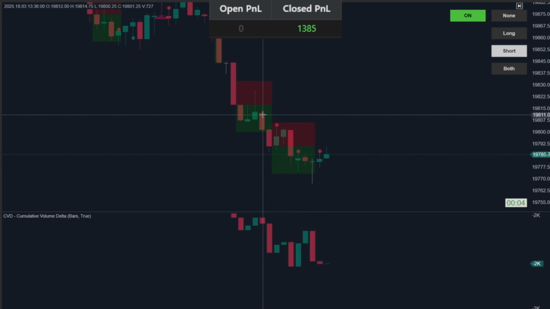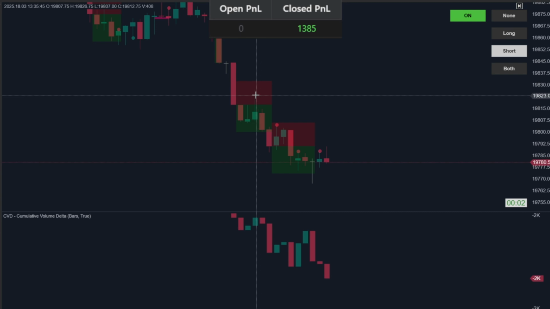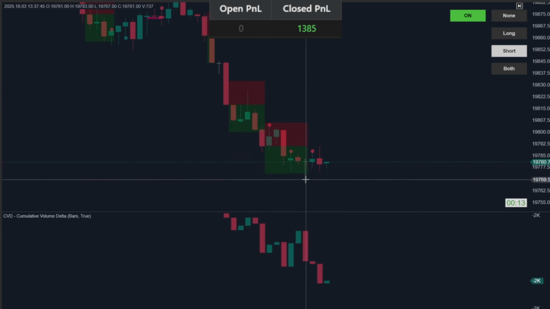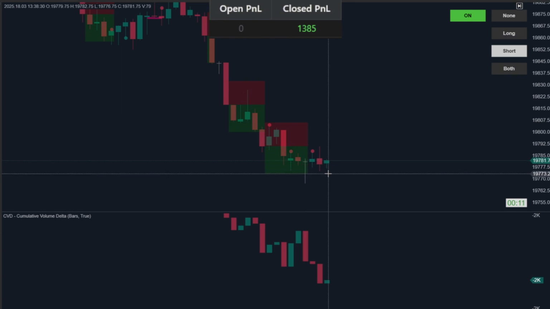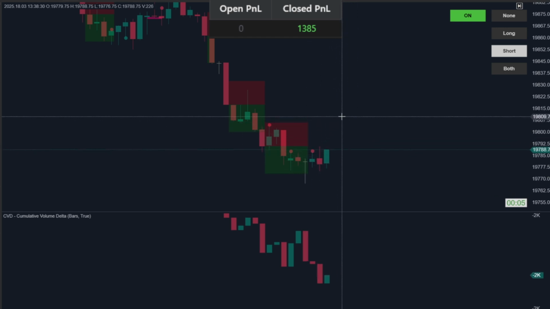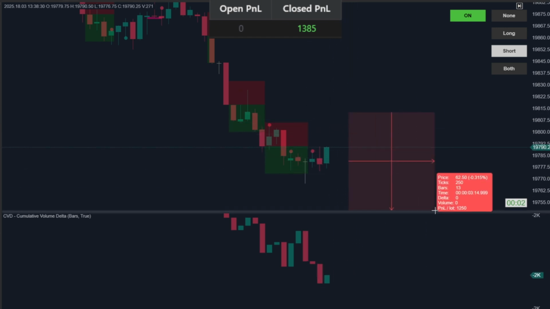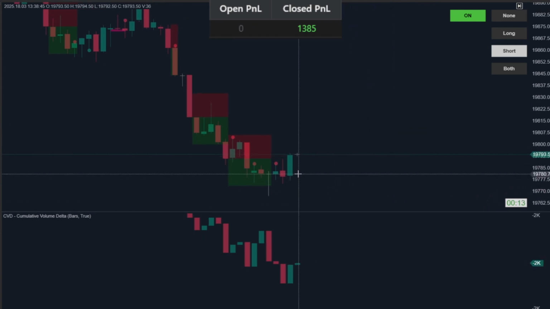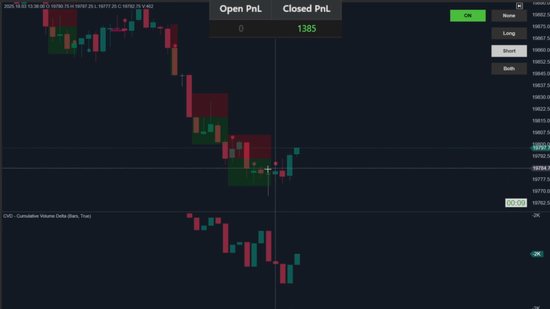So now ideally I'd like to see a pullback, right? This is where it would be good to see price pull back to the upside a little bit, where we can re-enter into the downtrend once again. So we'll see what happens here. Okay, we've got price moving up now, delta moving up.